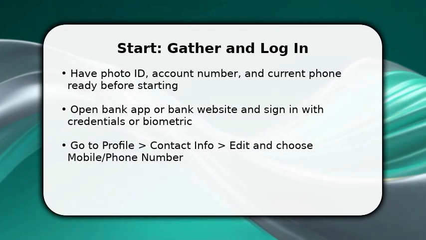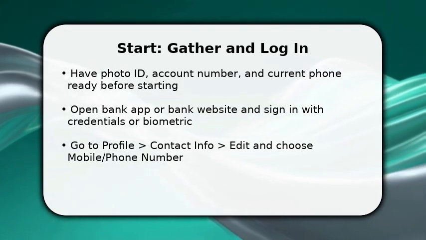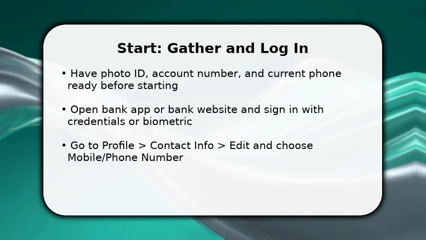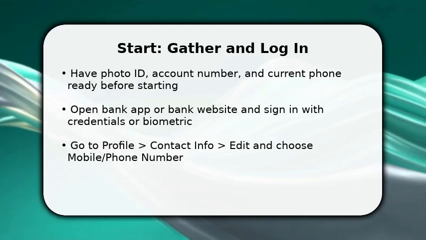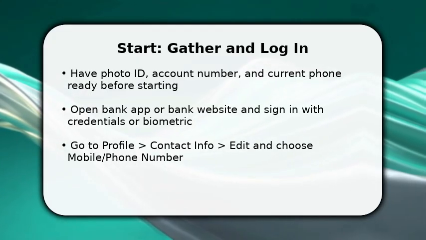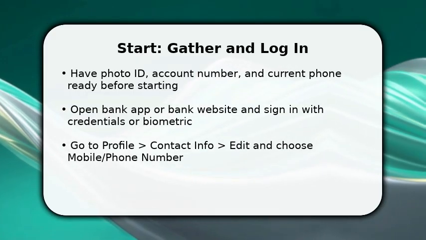You begin by gathering the essentials: a photo ID, your account number, and the phone you want to register. Once ready, open the bank app or website and sign in with your secure credentials or biometrics. Navigate straight to Profile or Settings, then Contact Info. Choose Mobile or Phone Number and tap Edit.